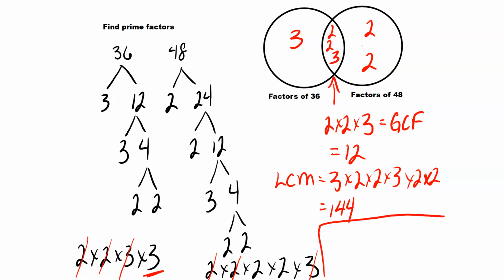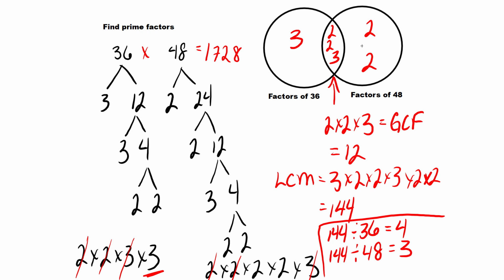If we wanted to do the same check again, we would take 144, divide it by 36, and we can see that that would be equal to 4. If we take 144 and divide it by 48, we see that that is equal to 3. So we're getting whole numbers out the other side. So we have confirmed then that 144 is divisible by both 36 and 48. That number turns out to be much smaller than if we had just multiplied 36 and 48, because if we multiplied those together, we'd get 1728.